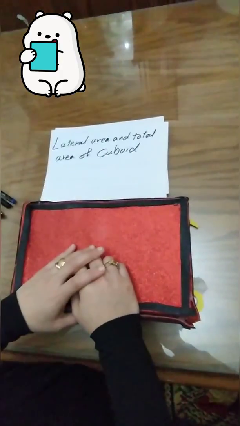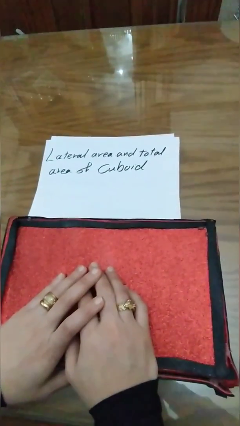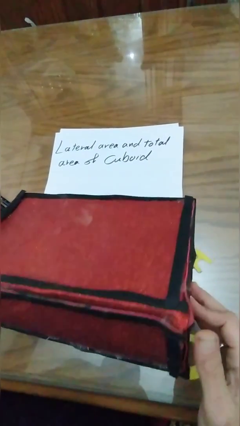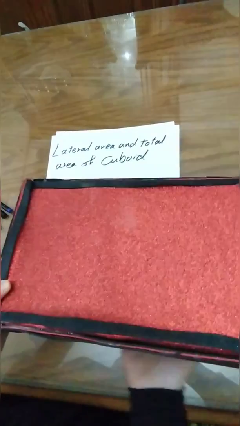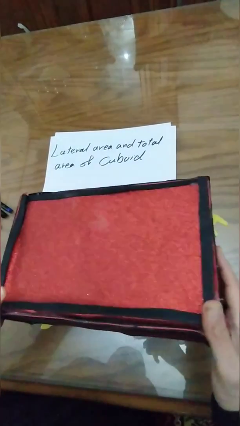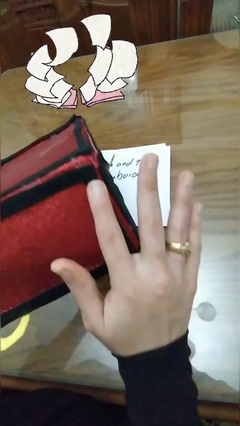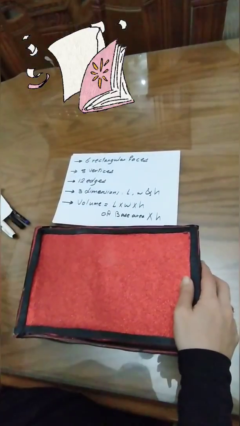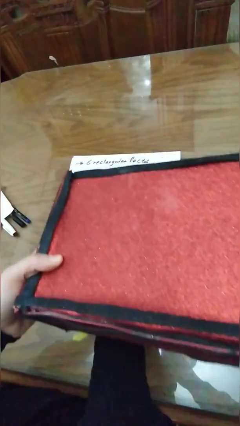About the lateral and total area of cuboid. Let's remember the properties of cuboid. Cuboid is a solid. It has 6 faces, 1, 2, 3, 4, 5, and 6, all of them in the shape of rectangle. Each two opposite faces have the same area, and the area of each face is length times width. The cuboid has 8 vertices, 1, 2, 3, 4, 5, 6, 7, and 8.